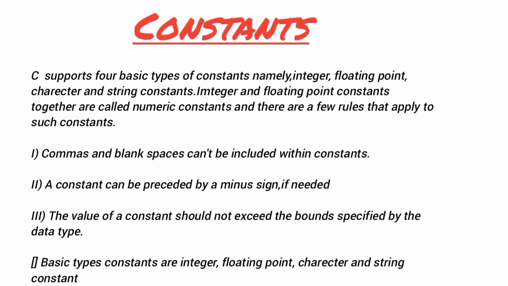Constants. C supports four basic types of constants, namely integer, floating point, character, and string constants. Integer and floating point constants together are called numeric constants, and there are a few rules that apply to such constants. Commas and blank spaces cannot be included within a constant, and a constant can be preceded by a minus sign if needed. The value of a constant should not exceed the bounds specified by the data type.